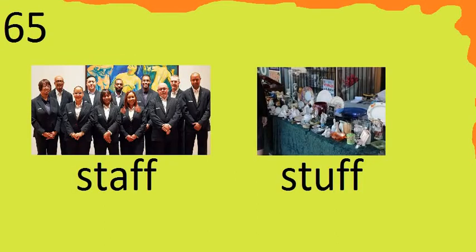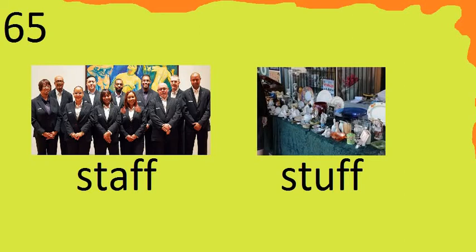Next we have staff and stuff. So staff, S-T-A-F-F, are all the people who work in a place, whereas stuff, S-T-U-F-F, is just a general word for different kinds of things.